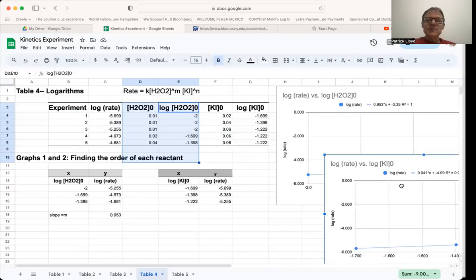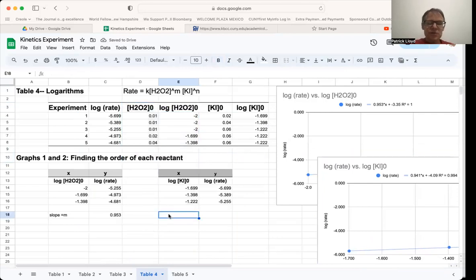Sorry, let me move this out of the way. So here the slope equals n, right? And that's 0.941. Okay, so we now have two important, these are called parameters. Each graph has told us some important information about the kinetics of this experiment. The rate is equal to K times the concentration of H2O2 raised to the 0.953 times the concentration of KI raised to the 0.941.